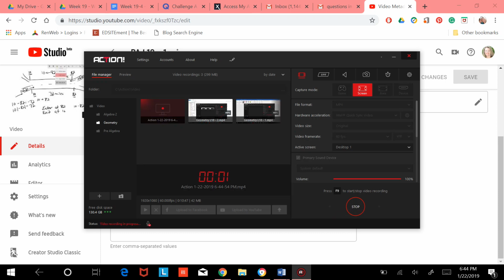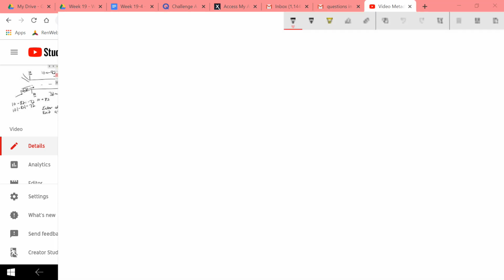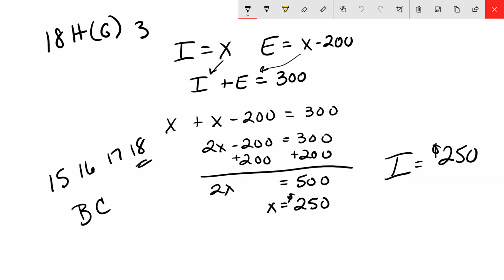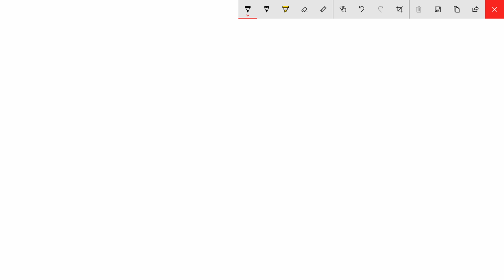All right, hey guys, I have received a question from one of y'all about a couple of items, so I wanted to go ahead and go over that with you real quick. So we are going to be doing 17D, number 16.